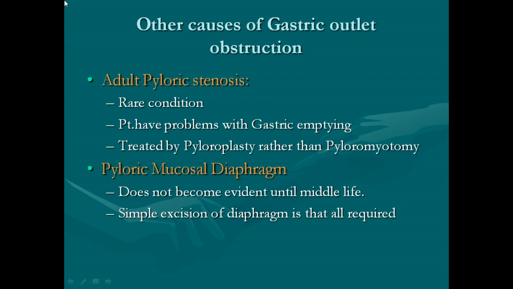Then the other cause of gastric outlet obstruction is pyloric mucosal diaphragm. So there will be a diaphragm, a membrane-like thing which is causing obstruction. This usually does not become obvious until the patient enters middle life. Just simple excision of the diaphragm is sufficient. So some membrane-like thing is hindering the passage of food, and you are removing that membrane. That is about pyloric mucosal diaphragm. This is one of the causes of gastric outlet obstruction.